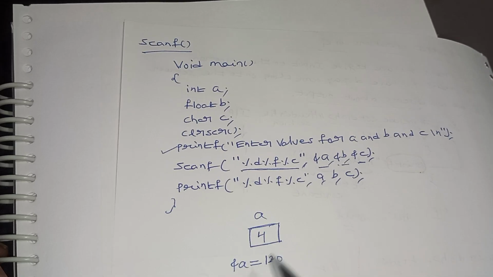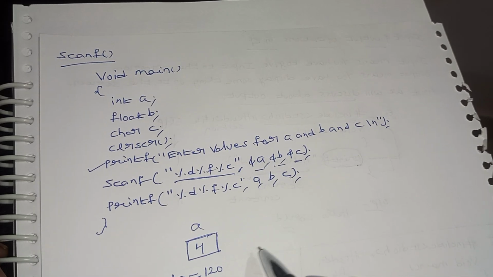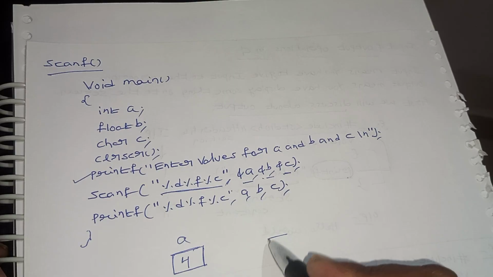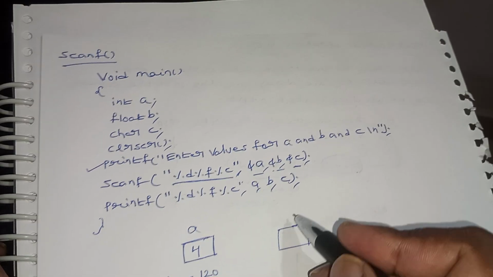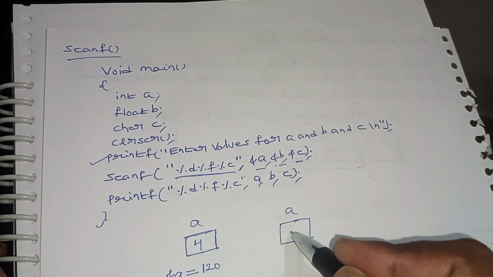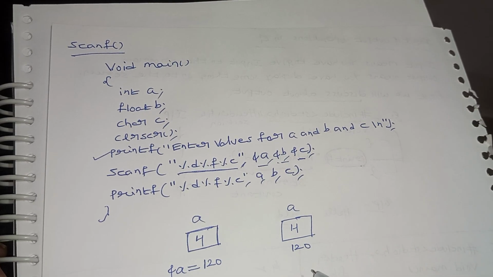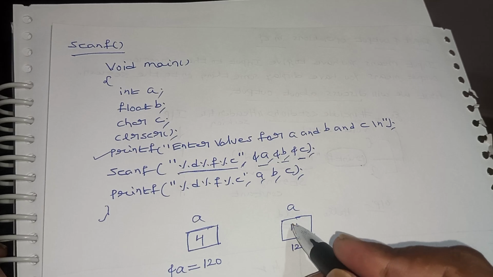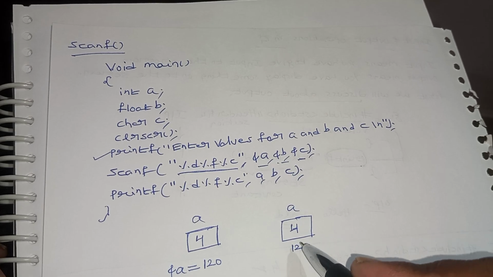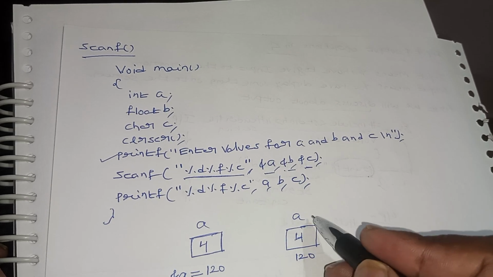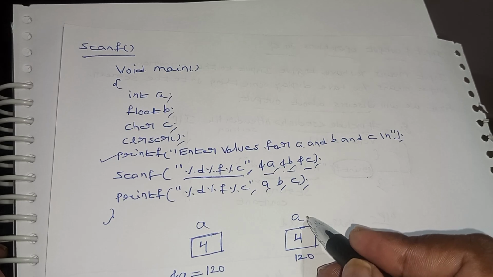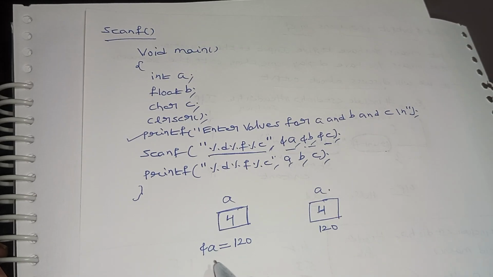Now see, I'll draw a diagram one more time. So here we have a, 4, and 120. What is the 120? 120 is the address of the variable a in the memory. What is the 4? 4 is the value in a. And what is a? That is the name of the variable. That is what ampersand a means, address of a.